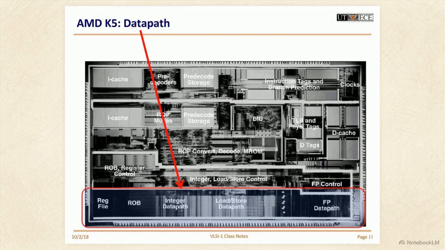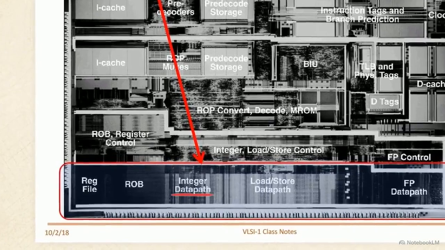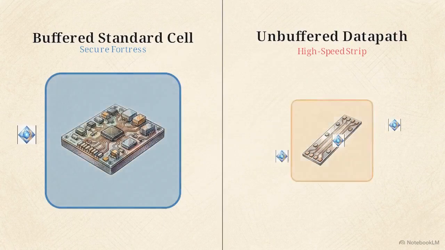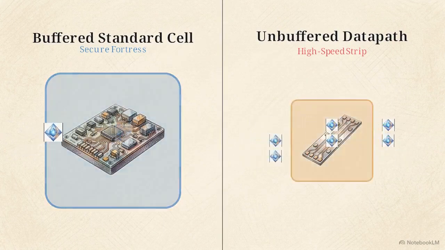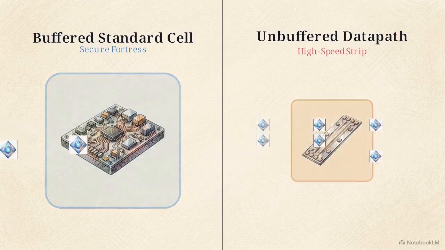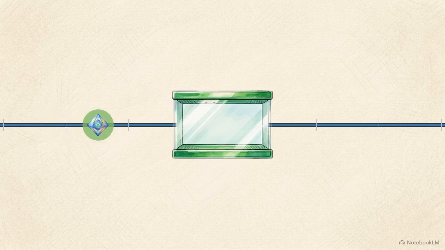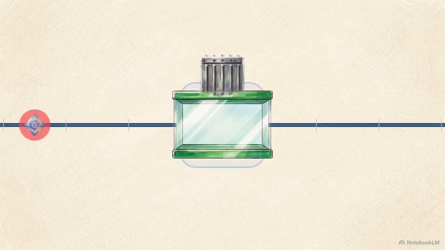Looking at the physical footprint of the AMD K5 processor, we can see exactly where this risky, ultra-fast logic is deployed across the high-speed integer data path. Physical layout dictates topology. Engineers must constantly balance the bulletproof reliability of buffered standard cells against the dense, high-speed danger of unbuffered data path logic.